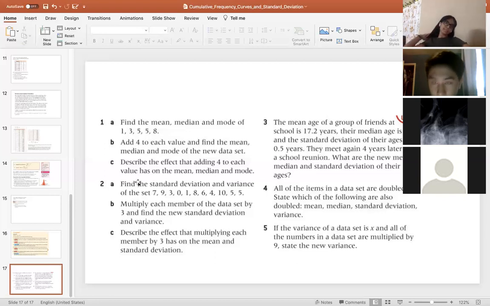Okay, so multiply each member of the data set by 3 and find the new standard deviation and variance. So off the top of our heads, we think that the standard deviation is going to stay the same, right? No, standard deviation would change in this case. It changes? Because you're multiplying. Oh, got it. Okay, see, this is why we use the calculator. Case in point. I'm embarrassing myself on this. Thank you, Alan, for saving me again.